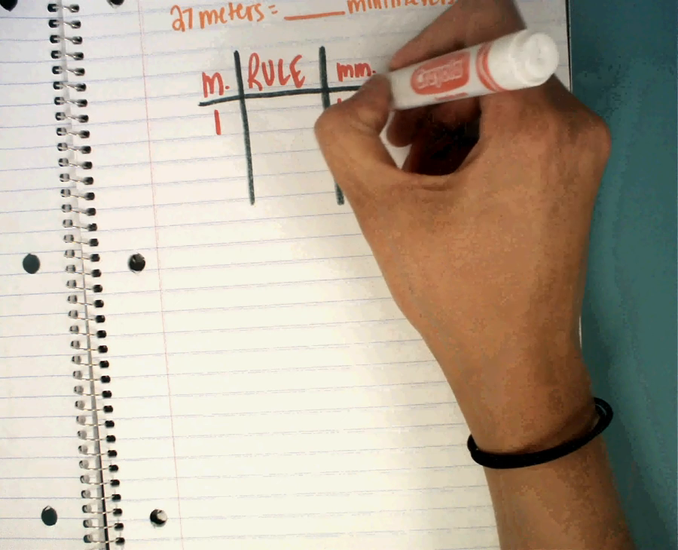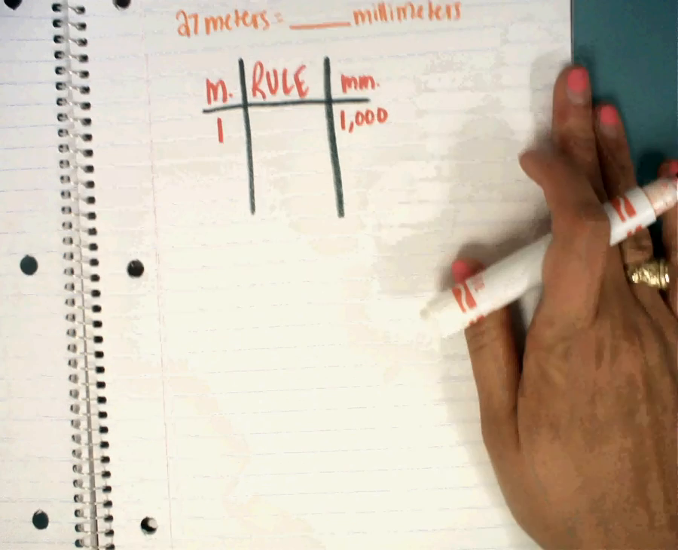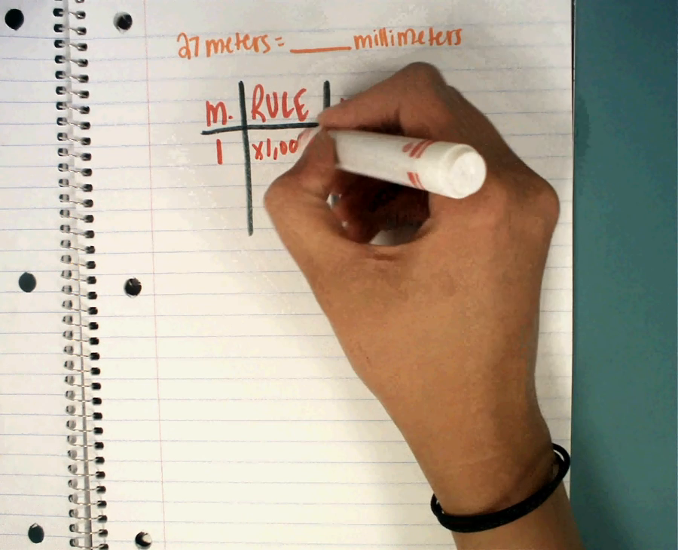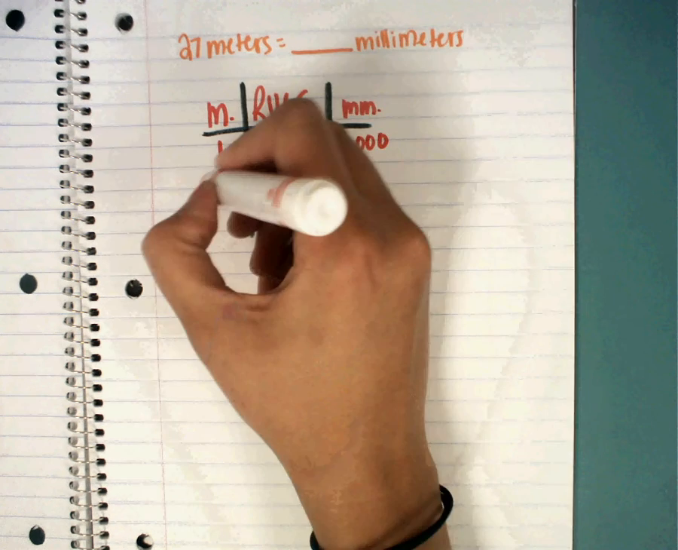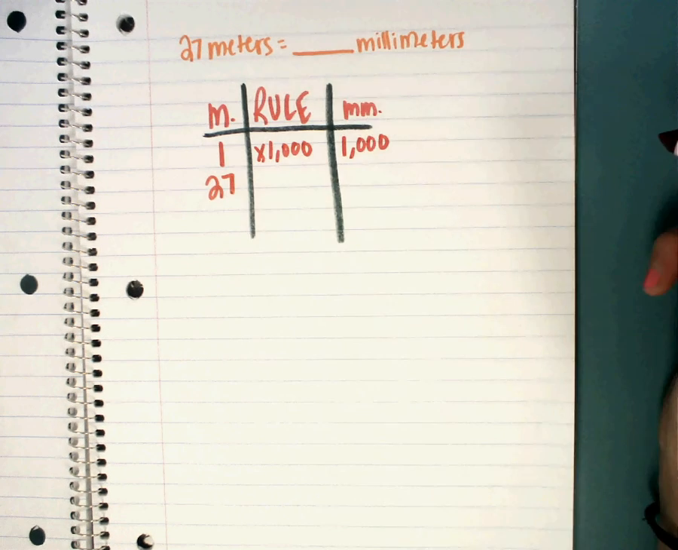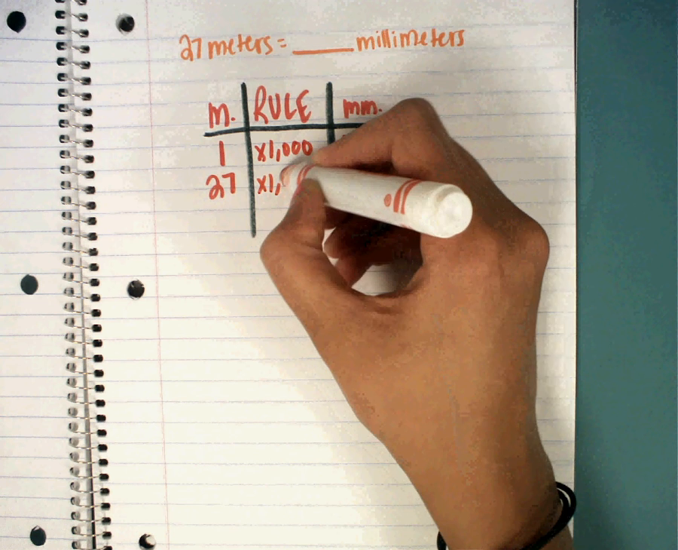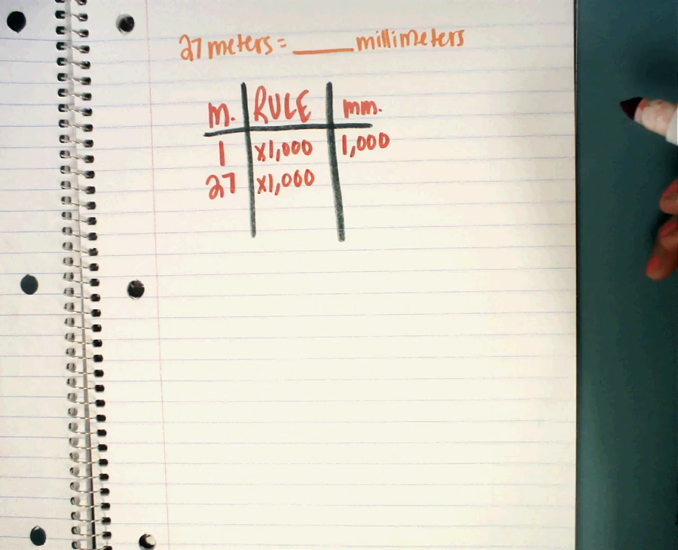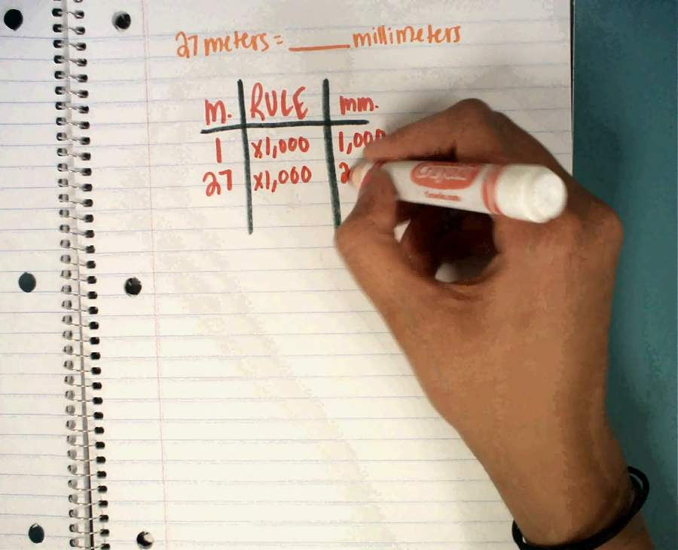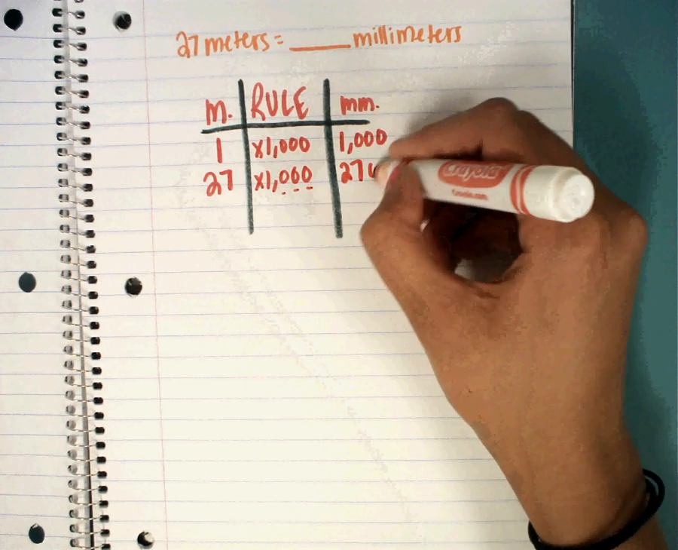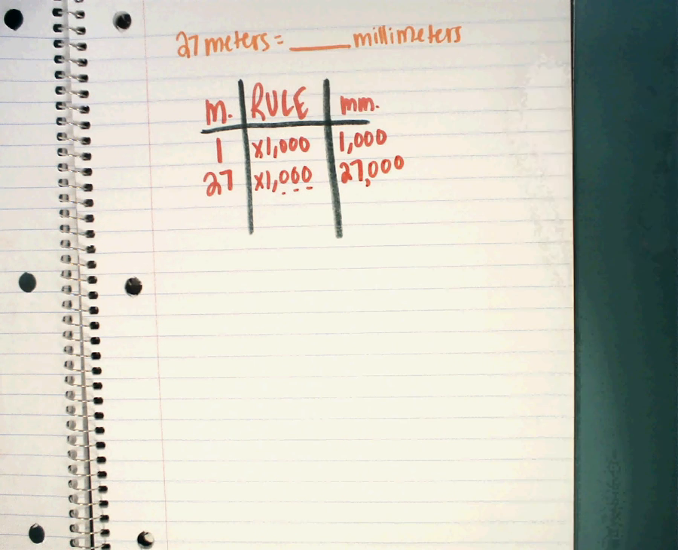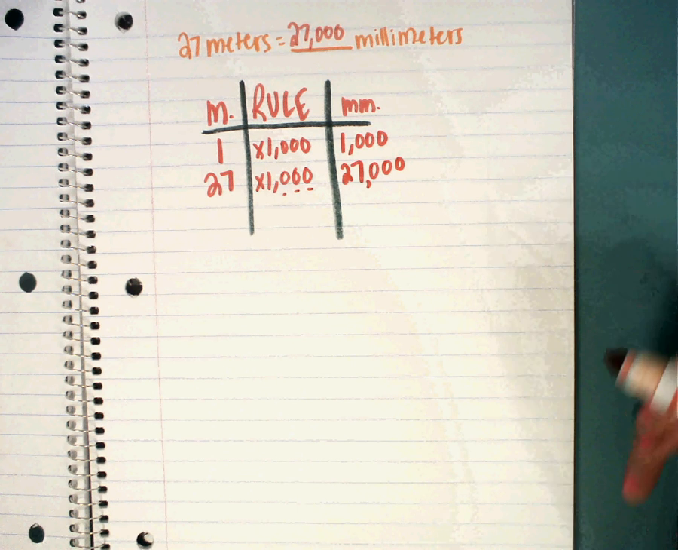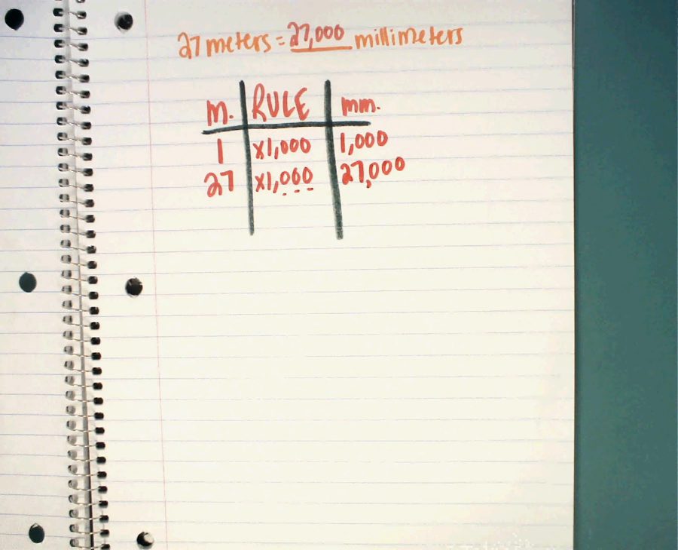1,000. How do I get from 1 to 1,000? Times 1,000, right? Okay, now I plug in my number of meters, 27, and I multiply it times 1,000. Luckily, I know how to find a hidden fact. I hope you haven't forgotten about that. And I would see 27 times 1 is 27, and I need to add 1, 2, 3 zeros. 1, 2, 3, add my comma. So 27 meters equals 27,000 millimeters.